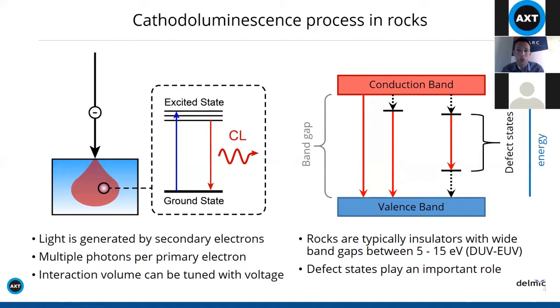But nevertheless, you do see a lot of light emission at lower frequencies, higher wavelengths. So in the blue, red, green part of the spectrum, and in the infrared. And so why is that? This is because defect states play a very important role in rocks, and they're normally the dominant factor in determining the CL emission. What these defect states do is that they make intermediate states in between the conduction band and the valence band, which means that the energy steps become smaller, and the energy of the photons that is emitted shifts from the ultraviolet into the visible or infrared.